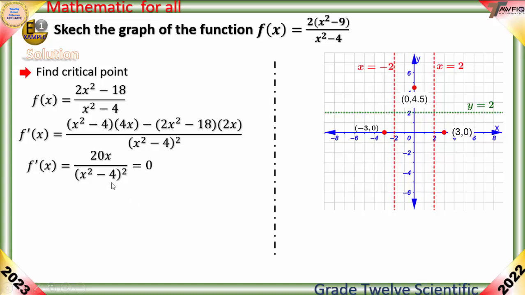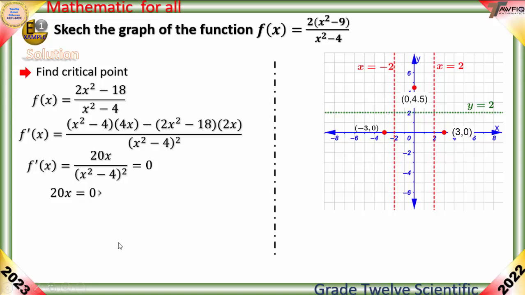When we set the derivative equal to 0 to find the critical point, we find that 20x is equal to 0. Every fraction, if it is equal to 0, means the numerator is 0.